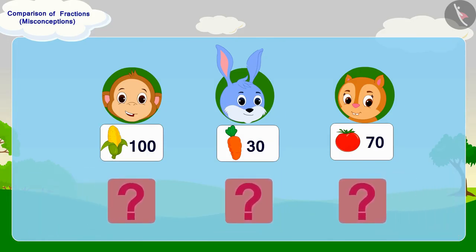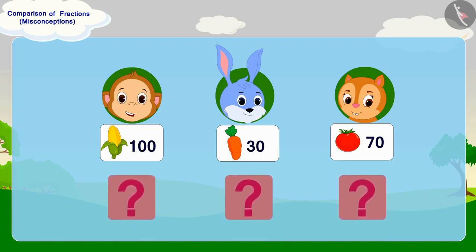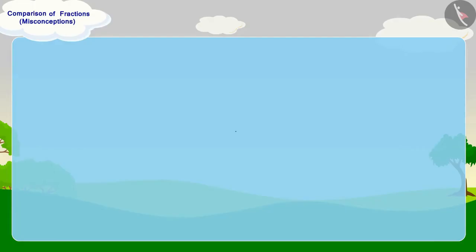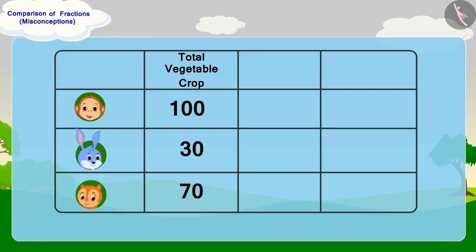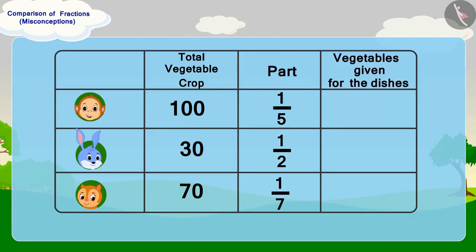To solve the confusion between the three of them, we have to find out the number of vegetables given by each of them. Here, the total quantity and share of vegetables grown in the crops of Babban, Bunny and Chanda is written. Can you find the number of vegetables given by all three from these parts? If you want, you can stop the video and find the answer.